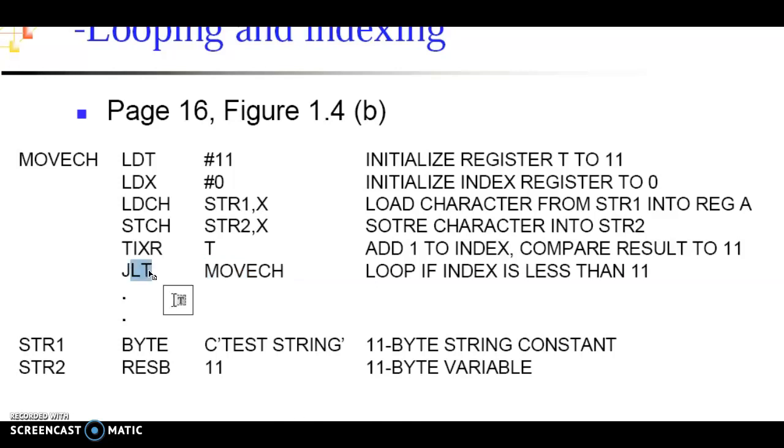When it loops with the value obtained in the previous condition, the previous condition is that it checks with 11. If the value obtained from the X register after incrementing is less than 11, then jump to the label move CH. So this will continue till the value is equal to 11. When it equals 11, it means that the string is copied to the second string, STR2. So this is the case with looping and indexing.